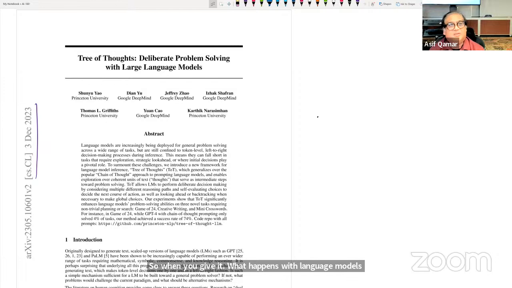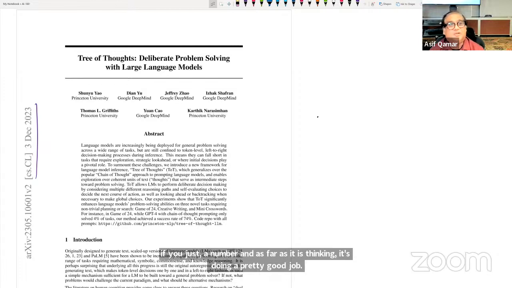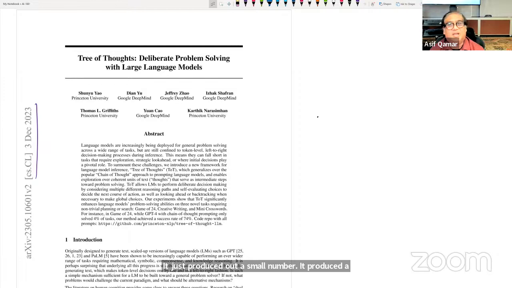To a language model, quite often, one number looks as likely as the other. So it will just emit a number. And as far as it is thinking, it's doing a pretty good job. It produced a number rather than some gibberish, some word like lion or something like that. So in a way, it's pretty close, but it's not the right answer. In mathematics, precision and exactness are necessary. It's not exact.